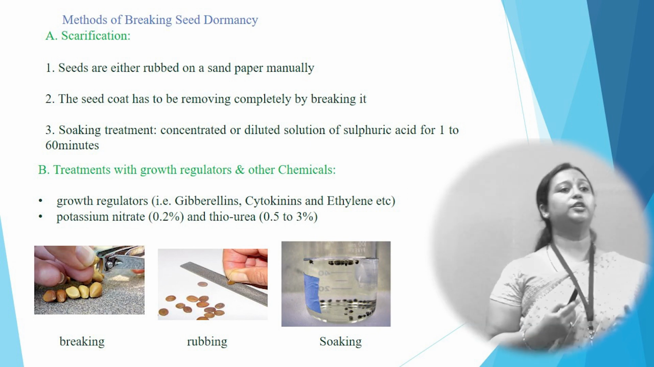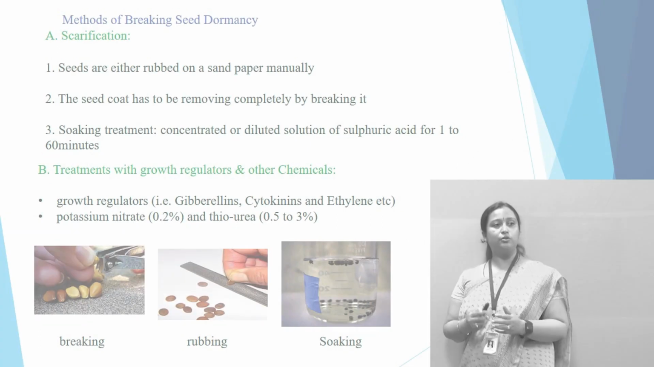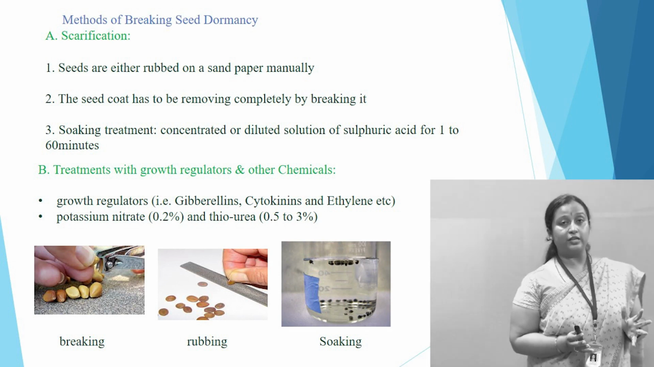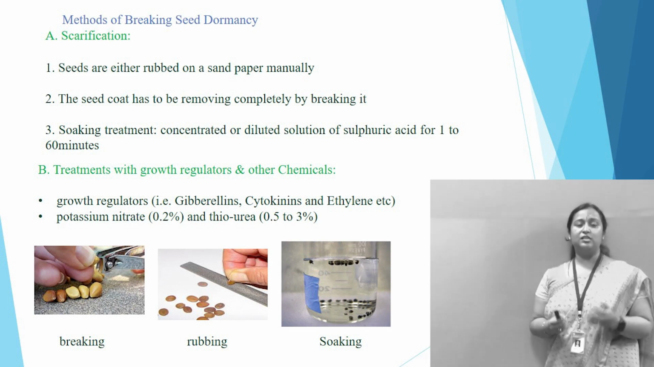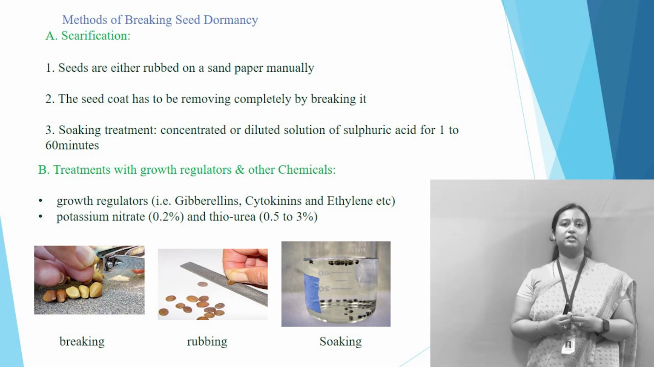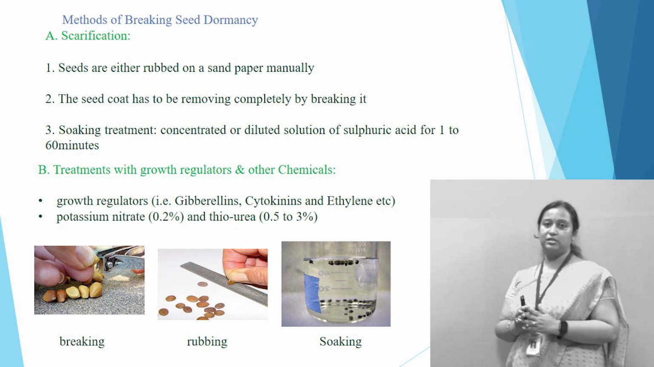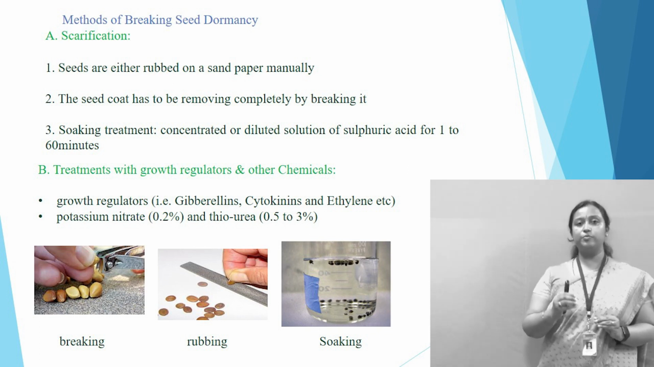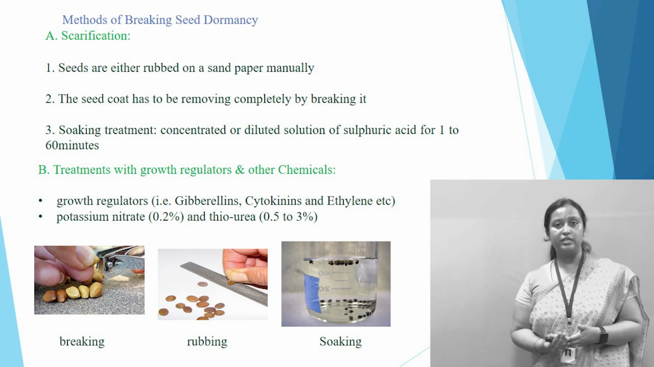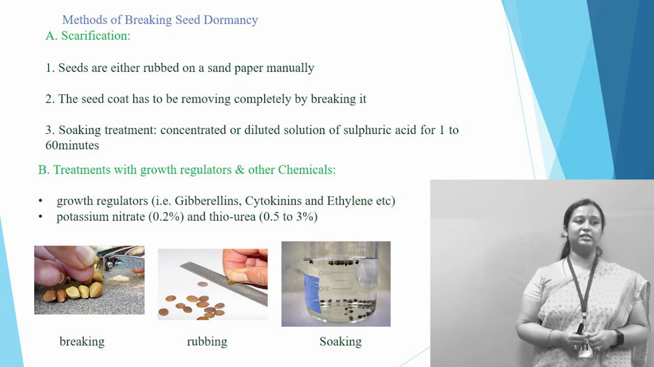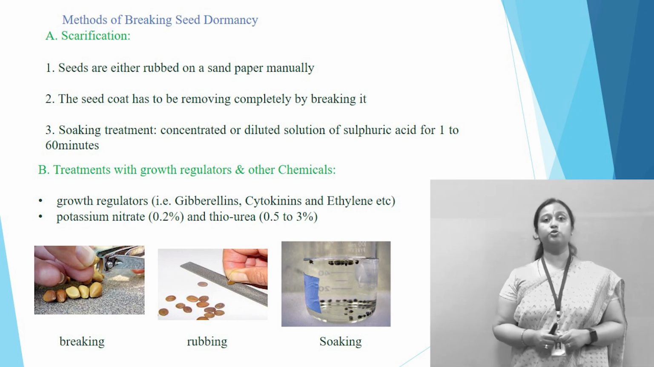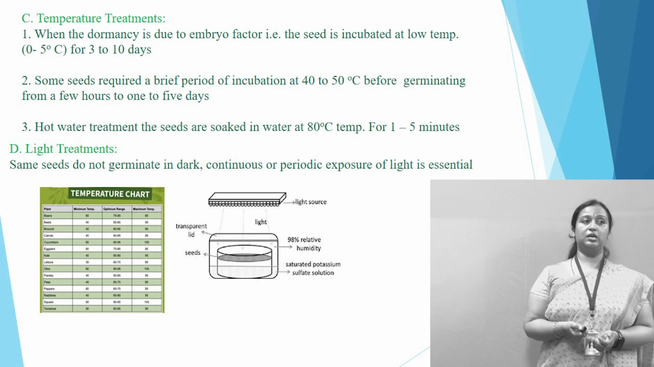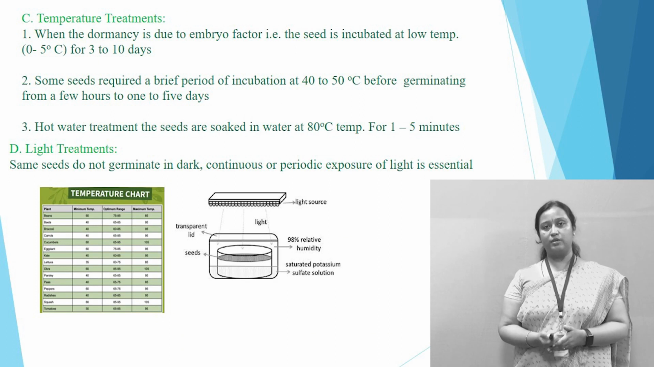Second one is treatment with growth regulators and other chemicals. Growth regulators, particularly gibberellins, cytokinins, and ethylene, are certain growth regulators which help in breaking the dormancy. Sometimes there are inhibitors present inside the seed coat which inhibit the germination process. Hence, treating with these growth regulators will remove those inhibitors and will trigger the germination process. And chemicals like potassium nitrate and thiourea can also be used for seed soaking and further breaking the dormancy. So this is the seed germination initiation process.